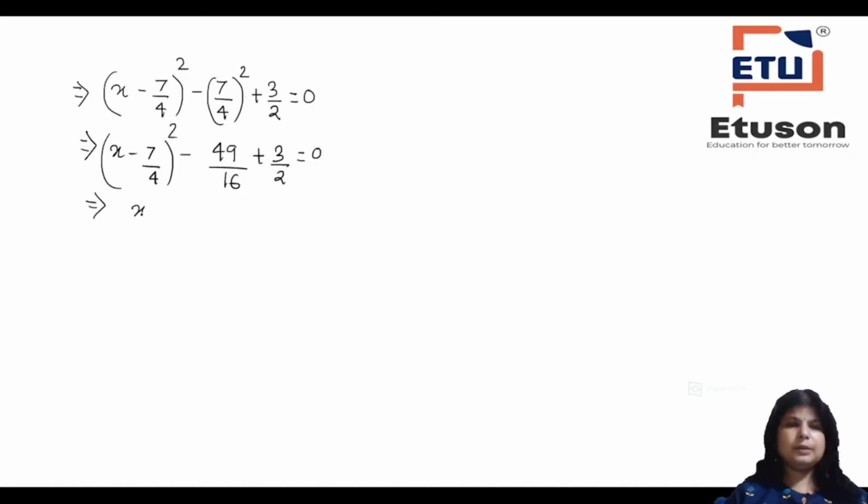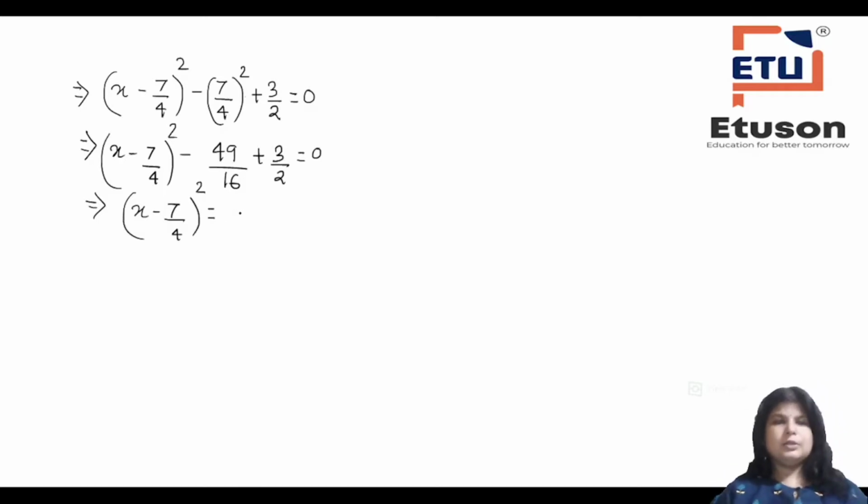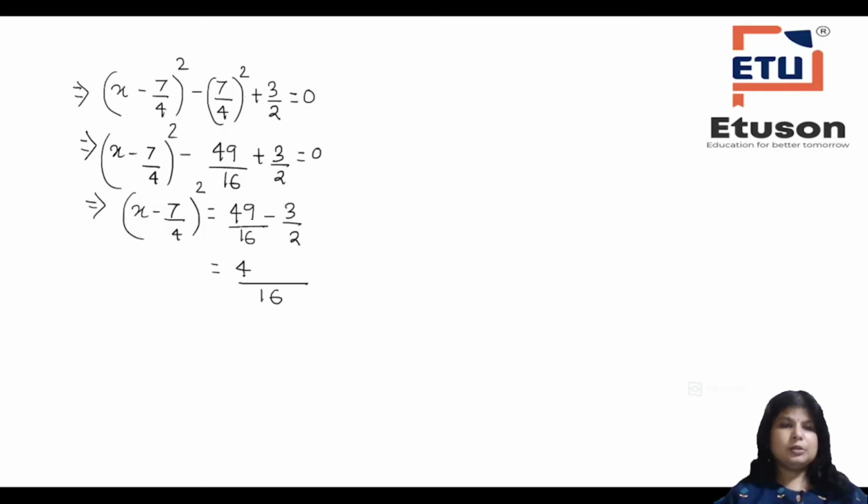So now I will take all the constants to the right hand side of the equation. In that case, this will become 49 by 16 minus 3 by 2. Correct or not? So let us solve it then. In the denominator you will have 16. So here 49 minus, you need to multiply 8 to 3. So that becomes 24, and the answer will be equal to 25 by 16, right?